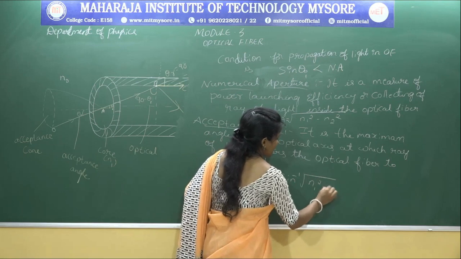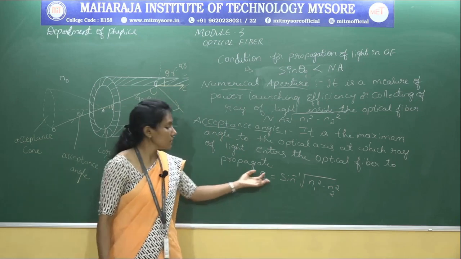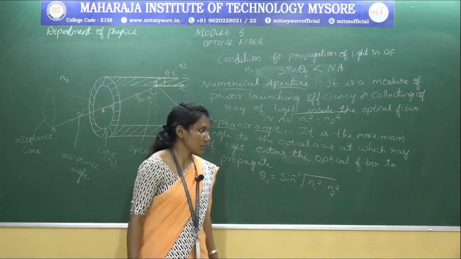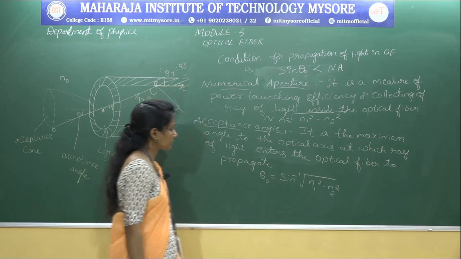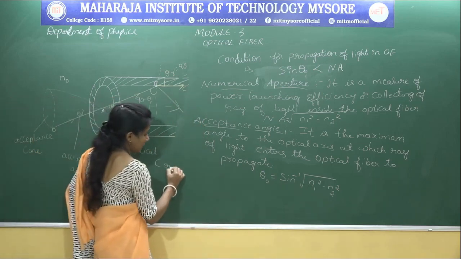root of n1 square minus n2 square. So, to find the acceptance angle, that is equal to sine inverse of root of n1 square minus n2 square. Then the critical angle. What is the critical angle?